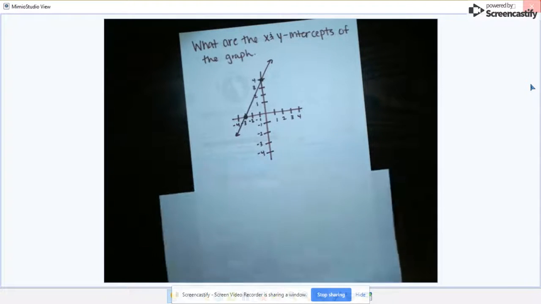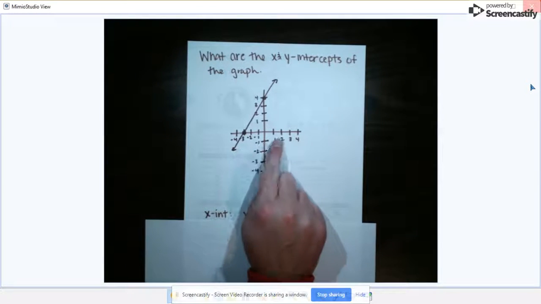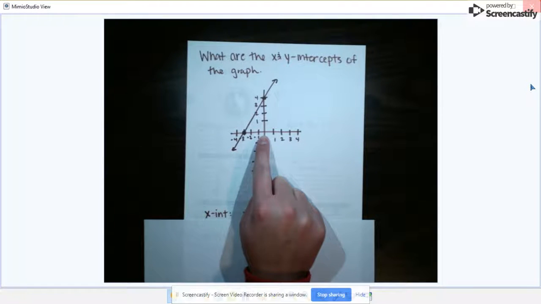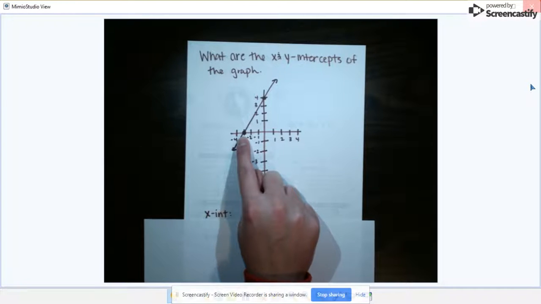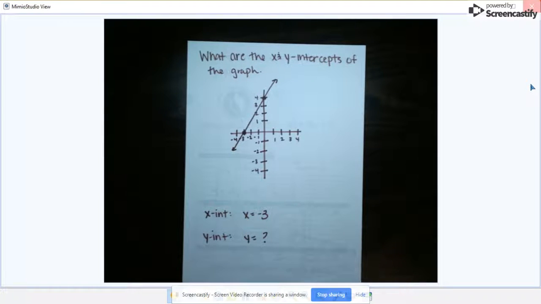Okay, sometimes you're just going to be given a graph, and you're going to have to find what the x and y intercepts are from the graph. Well, let's do the x-intercept first. Remember, the x-intercept crosses that horizontal x-axis. So that dot is on -3. So our x-intercept would be x equals -3. I'd like you guys to tell me, what is the y-intercept?